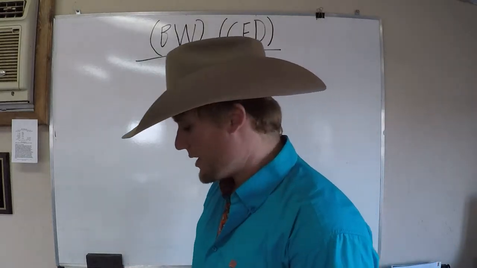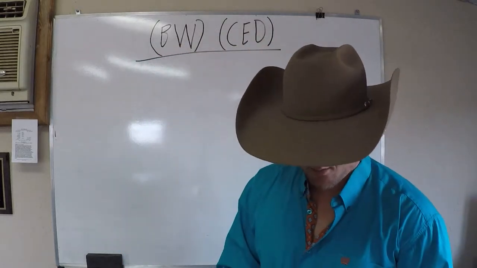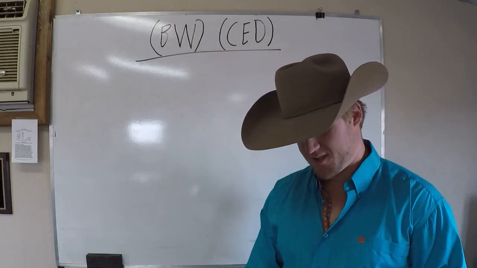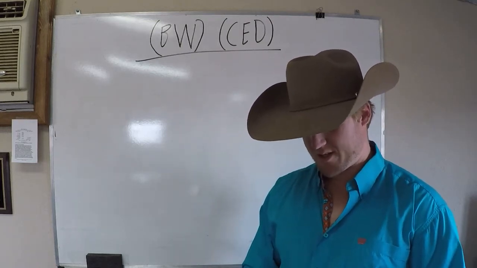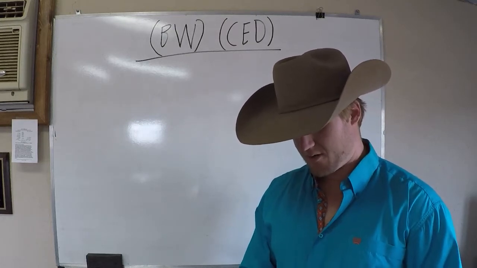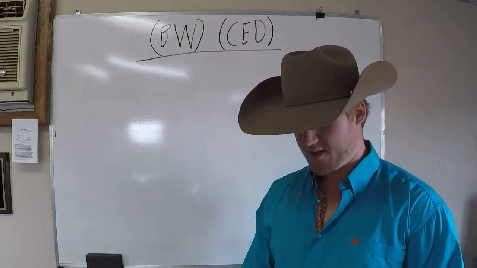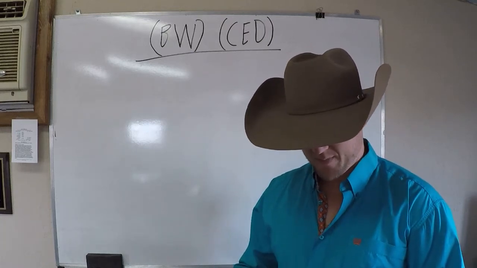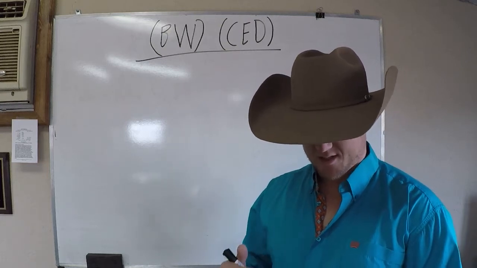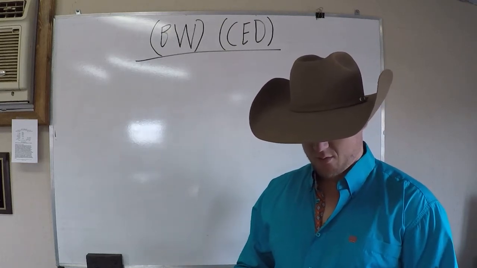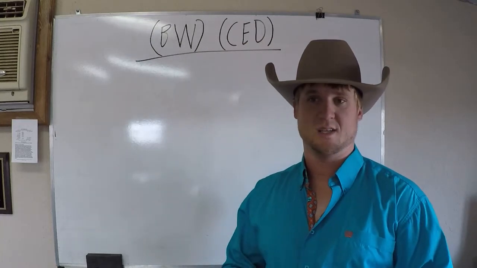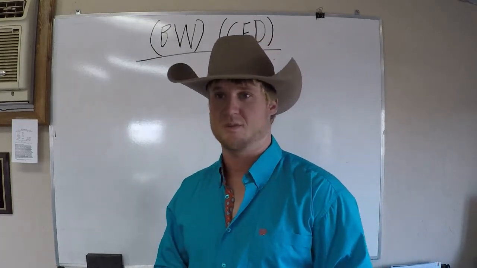Okay, next thing we're going to talk about is CED, Calving Ease Direct. The actual definition says CED is expressed as difference in percentage of unassisted births with a higher value indicating greater calving ease in first calf heifers. It predicts the average difference in ease with which a sire's calves will be born when he is bred to first calf heifers. So CED, a very important metric, only applies to first calf heifers.